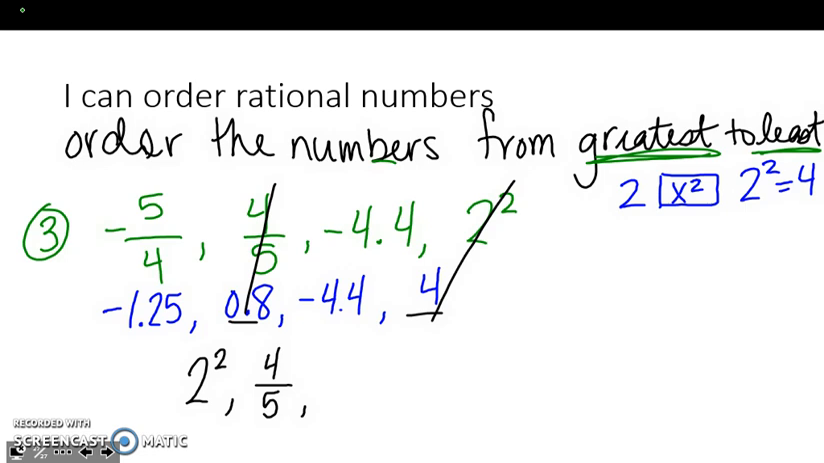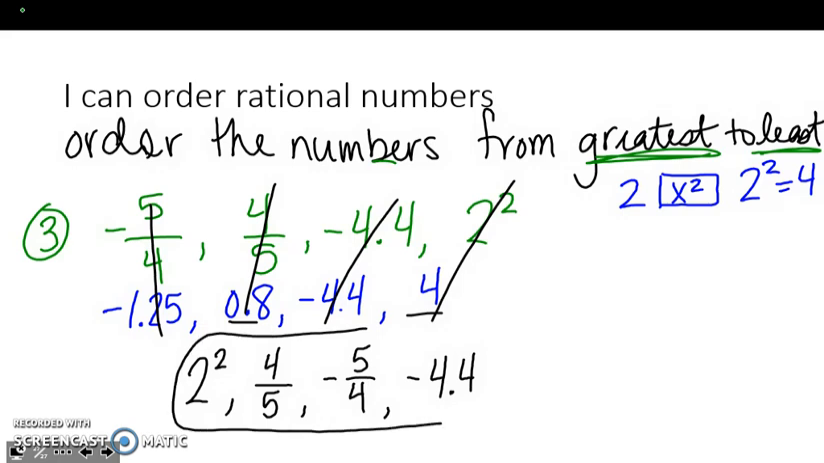Now we have our negatives. Now we want the bigger negative number. So remember that's opposite of positive. So normally 4.4 would be bigger than 1.25, but since it's negative, it's going to be the other way around. So negative 1.25, or negative 5 over 4, is going to come next. And then negative 4.4 would be last. Again, paying attention to the directions will help us here.